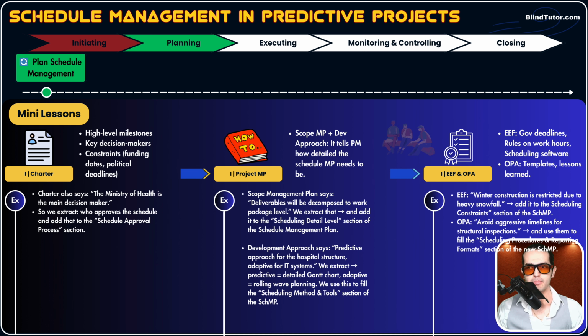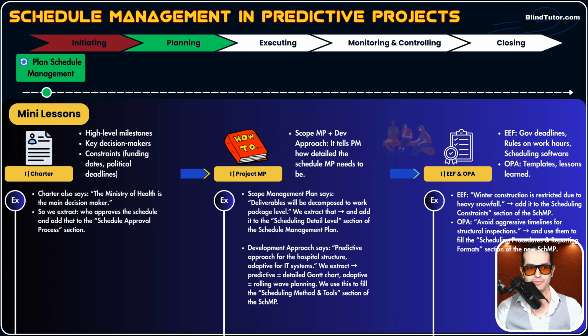Or we have past hospital project calendars, or we have lessons learned, for example, saying avoid aggressive timelines for structural inspections. Okay, this is a lesson learned from previous projects. We can use this. We can add it to the assumptions or constraints part of the schedule management plan. This is how EEF and OPA helped us as an input. And remember, guys, tailoring to context. Okay, this is just a limited list of inputs. Your project is a different project. You need to tailor and use those plans, documents, and processes that fit your project's complexity and size.